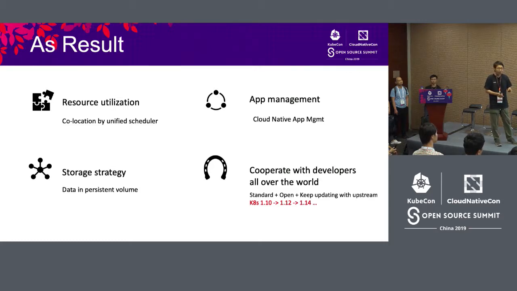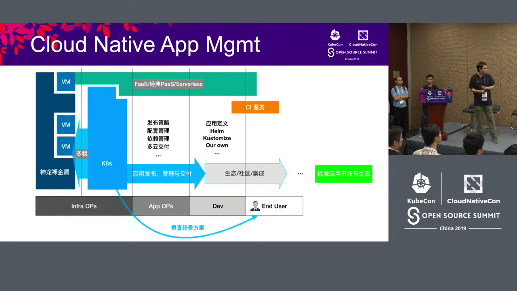So in the future, it's going to upgrade based on the community. When we first built it up it was 1.10, later we upgraded to 1.12, and now we have achieved 1.14. So you can see we're not going to lag behind the community releases, because with Kubernetes you can control the minimum upgrade and changes.